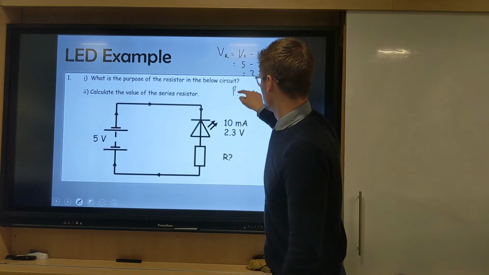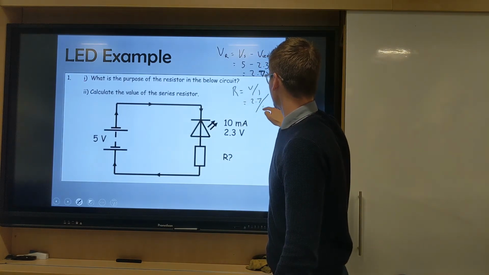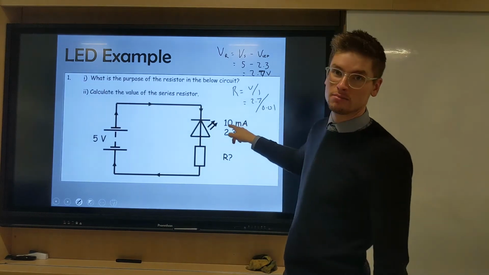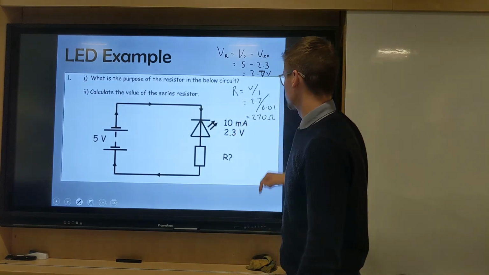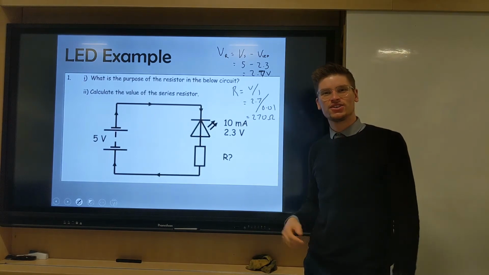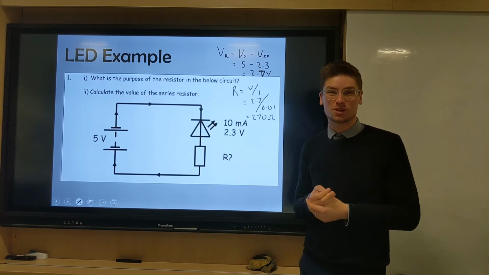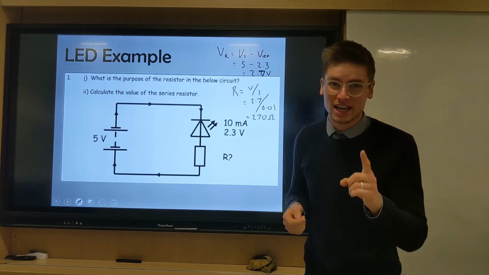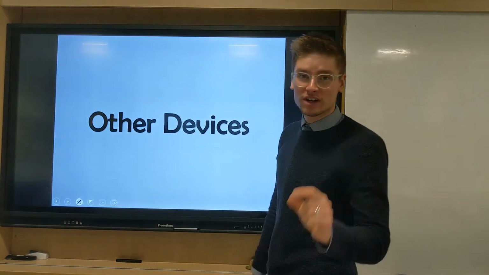And then all we do is V equals IR. So R equals V over I equals 2.7 divided by 0.01, 10 milliamps, gives me 270 ohms. Okay? 270 ohms. As easy as that. Those are the kind of questions you get. They're 4 marks worth. Get it right. You can get it right. National 5.